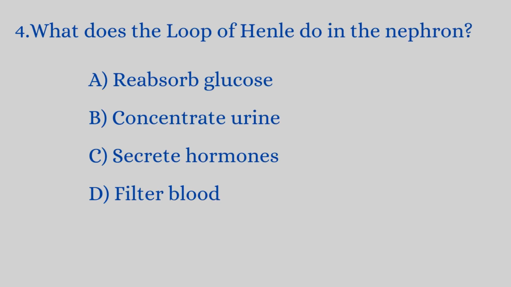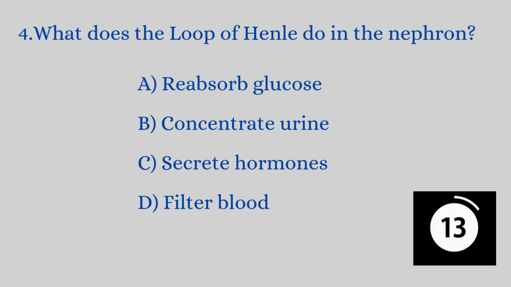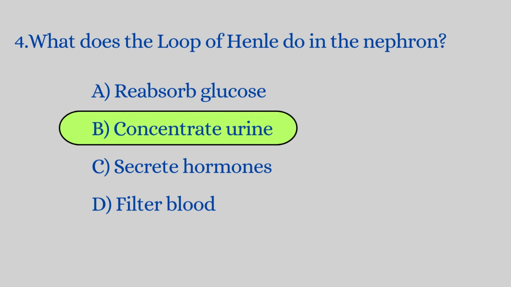4. What does the loop of Henle do in the nephron? A. Reabsorb glucose. B. Concentrate urine. C. Secrete hormones. D. Filter blood. The answer is B. Concentrate urine.